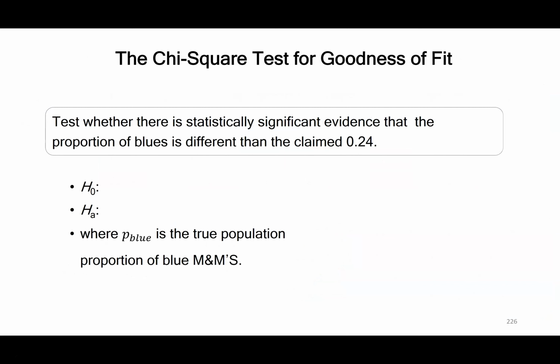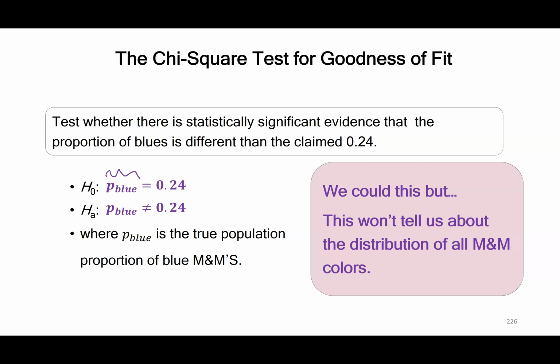So for the chi-square test for goodness of fit, one way we could be looking at it, we want to know, hey, do we have evidence that the proportion of M&Ms that are blue is different than the claimed 0.24? If we have it set up that way, you could have it so p blue is equal to 0.24. So this notation is just saying the proportion of all M&Ms that are blue. And then the alternative, we don't necessarily suspect one way or the other if it's higher or lower. We just want to know if it's different.